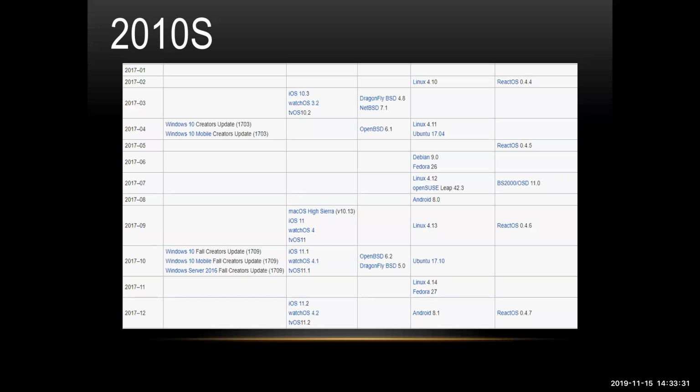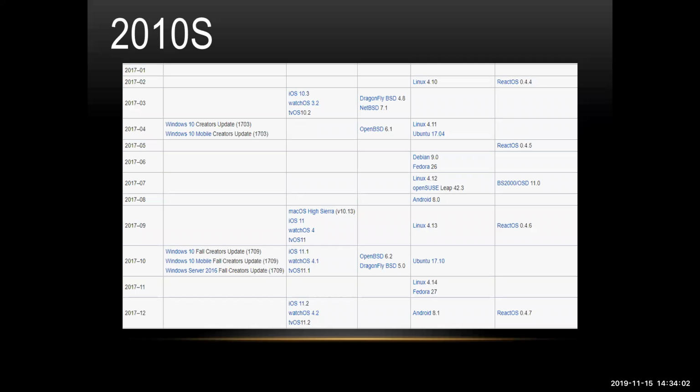We also had OpenBSD 6.1, Linux 4.11, and Ubuntu 17.04. In May, we had the React OS 0.4.5. For June, we had Debian 9.0 and Fedora 26. For July, we had Linux 4.12 and OpenSUSE Leap 42.3, together with BS2000 OSD 11.0. And then August, we had the Android 8.0.